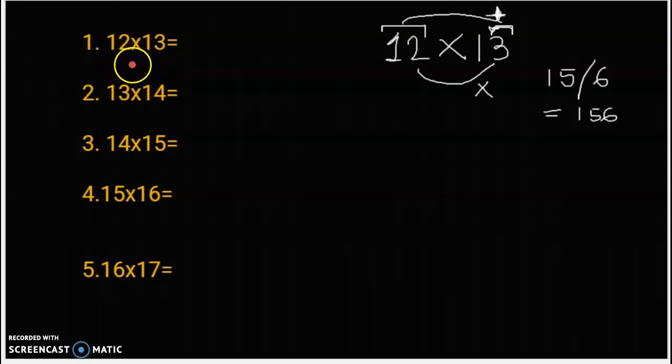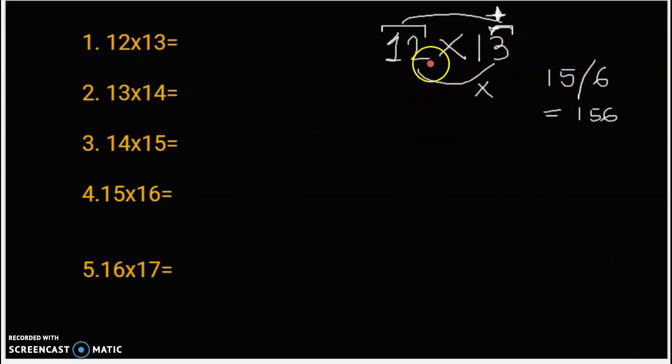Question number 1 is 12 times 13. Both the numbers are between 12 and 19. So first step is add this first number to the units place of second number. You have to add them. So 12 plus 3 is 15.